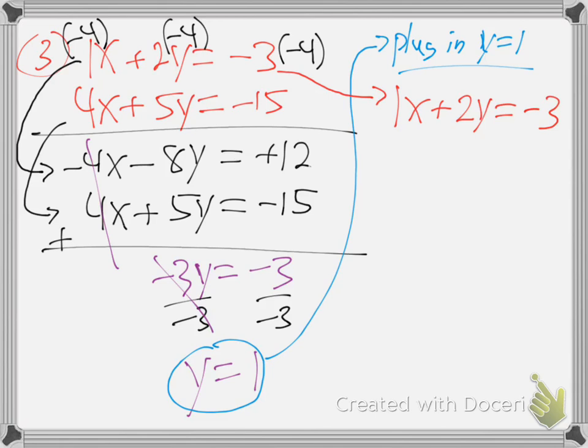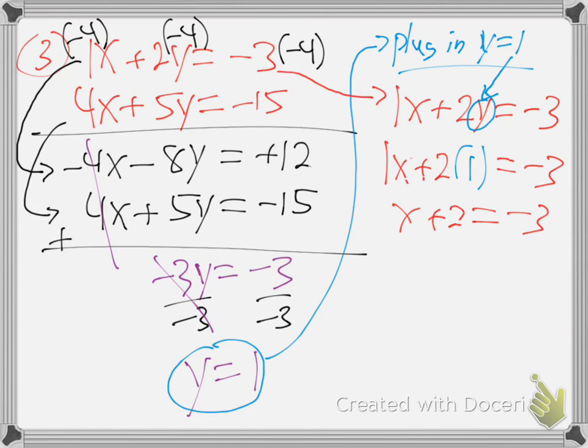You good there so far? So I'm going to take that 1 and plug it in right there for y. All right, and so then what do we got? 1x plus 2 times 1 equals -3. That's x plus 2 is -3. x is saying I want to be alone, so you know the drill. Subtract 2 from both sides. x is -5.